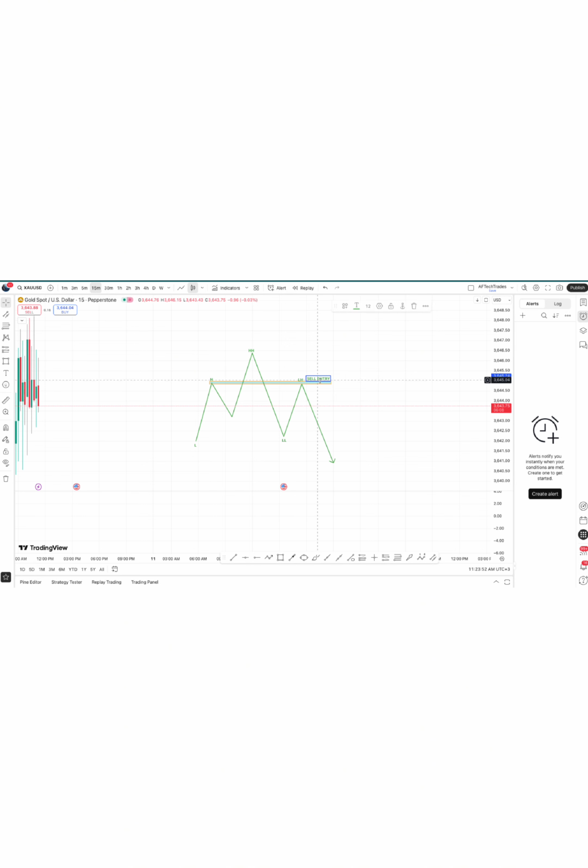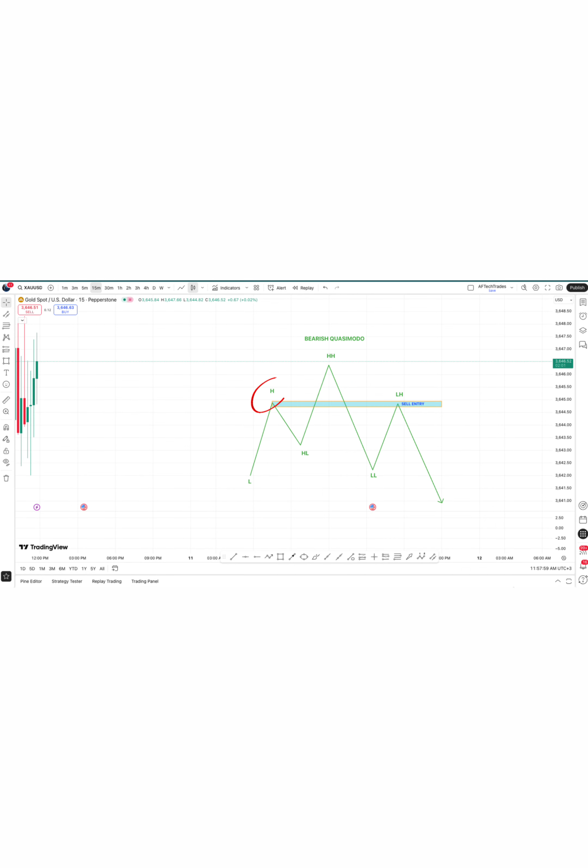For a bullish to bearish reversal, here is the sequence. Price creates higher highs and then pulls back for a higher low. The price pushes up again for a new higher high, then suddenly drops, breaking below the previous higher low. That is your lower low. Finally, price pulls back to retest the level. That retest is our Quasimodo entry point for a sell trade.